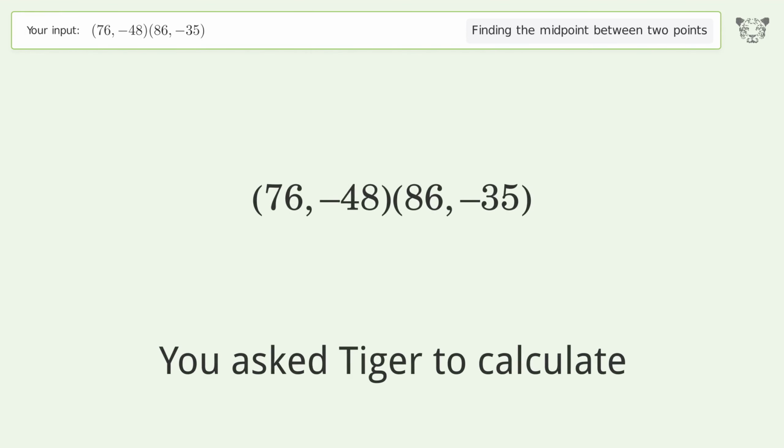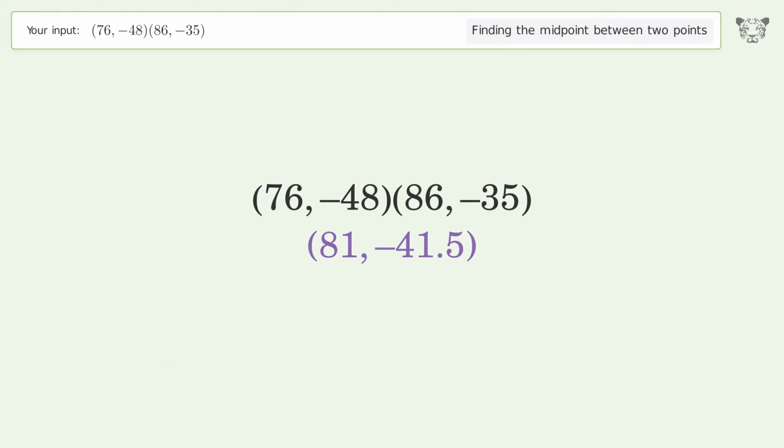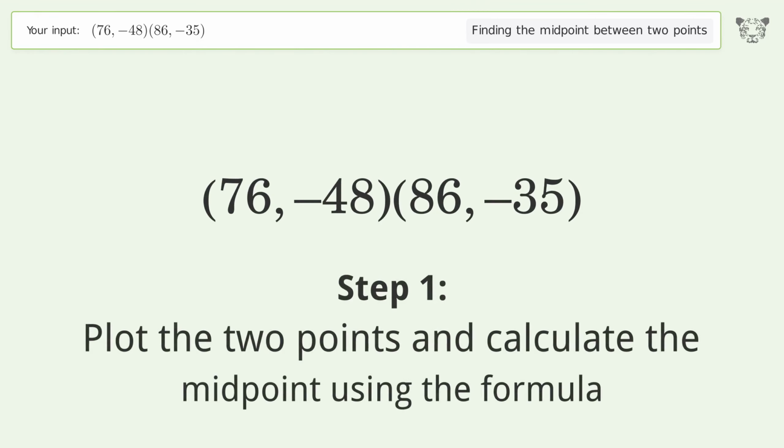You ask Tiger to calculate. This deals with finding the midpoint between 2 points. The midpoint between the 2 points is 81, negative 41.5. Let's solve it step by step. Plot the 2 points and calculate the midpoint using the formula.